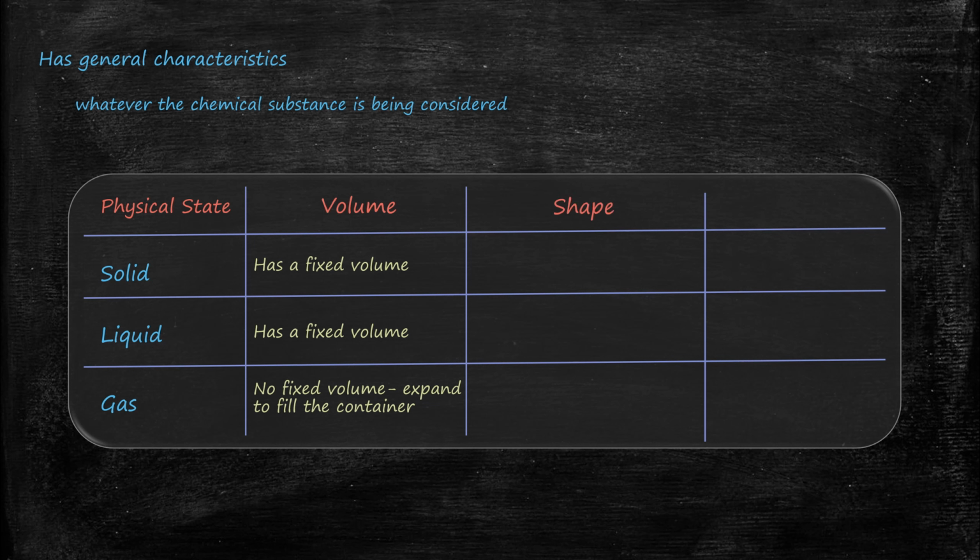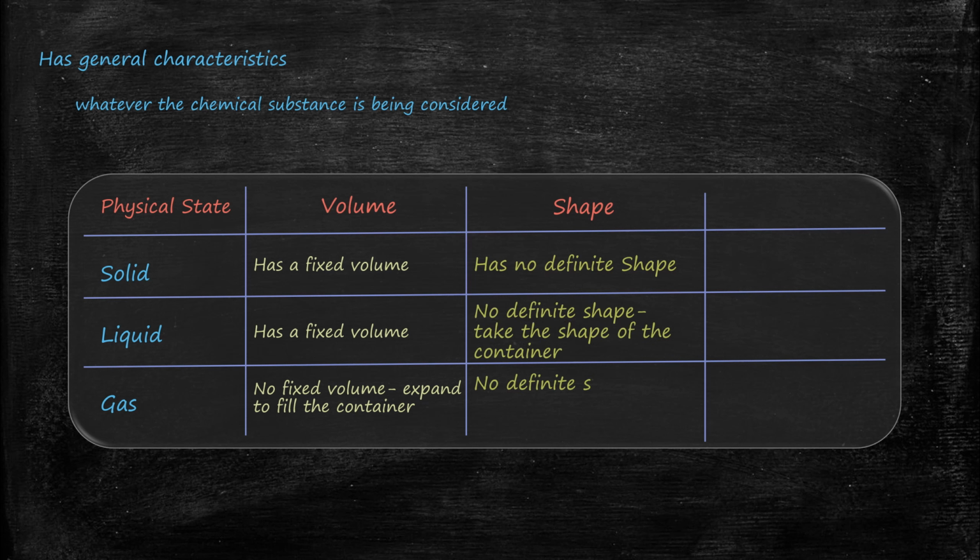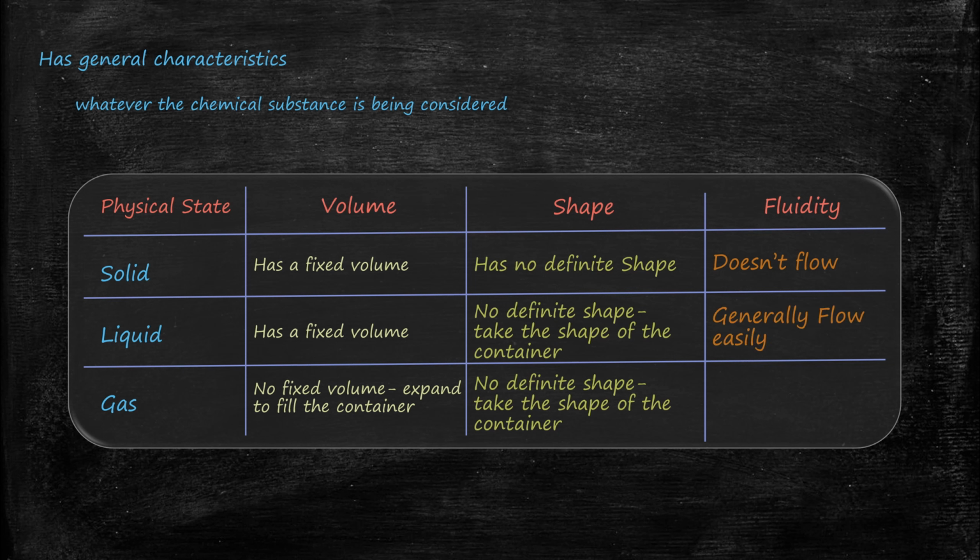Now when it comes to shape, solids have a definite shape, whereas liquids and gases have no definite shape and they just take the shape of the container that they are in. And finally, fluidity. Solids do not flow because of their shape. Liquids generally flow easily, and lastly, gases flow very, very easily.